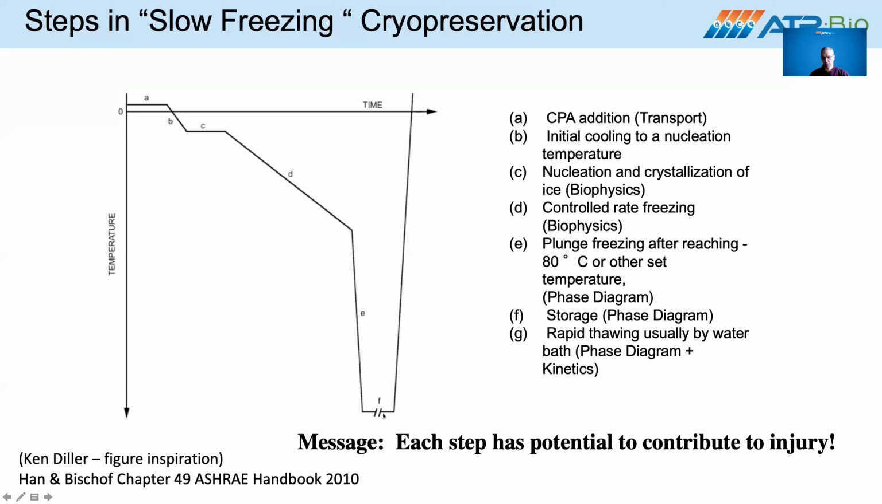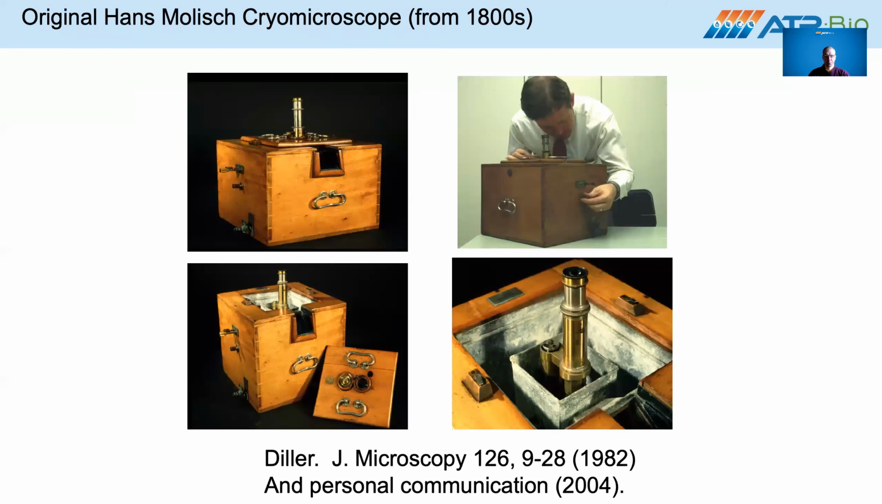And you can keep that there, and that's one of the benefits of cryopreservation and cryostorage: you can stay there essentially indefinitely prior to rapid thawing and use. So there can be potential injury at each one of these steps, and one of the big ones is in D during this controlled rate freezing, and that's what we're going to talk about.